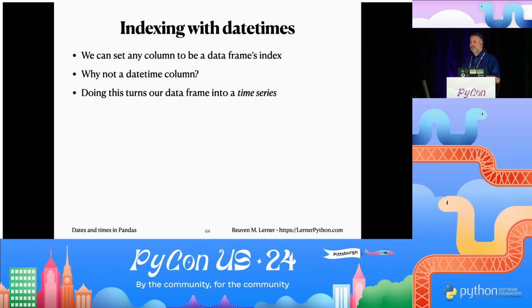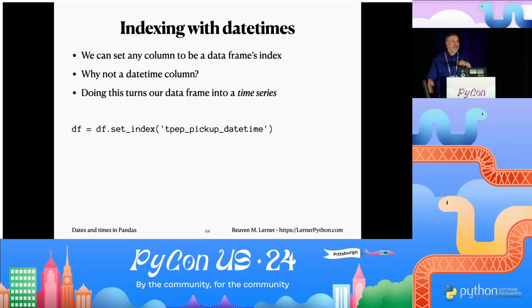So if I turn a datetime column into my index, that turns our data frame into what's known as a time series. And this turns out to be very common and very useful. So I can just say df = df.set_index of tpep_pickup_datetime. By the way, set_index, like many other methods in Pandas, you can set inplace=True, and then you don't get the result back, but you change it. Don't do it. Stop using inplace=True on all of your methods, including this one.